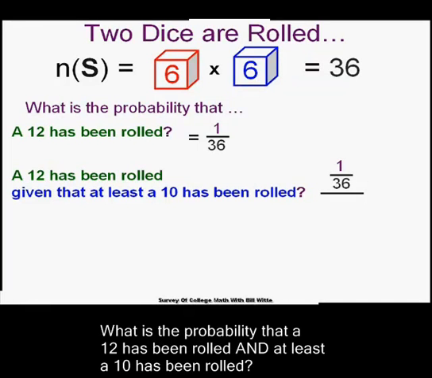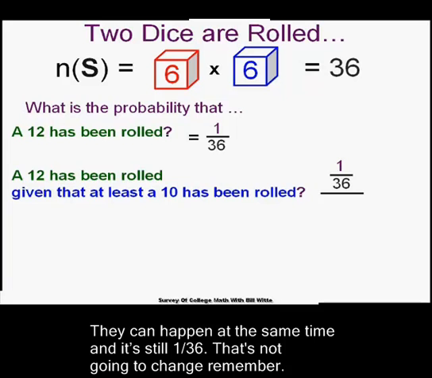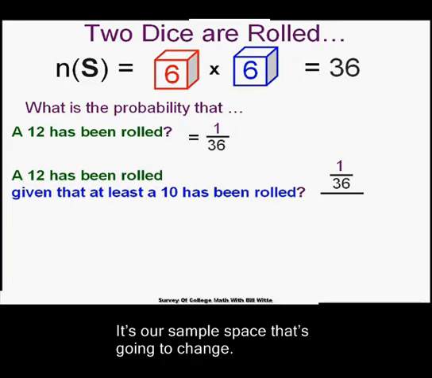What is the probability that a 12 has been rolled and at least a 10 has been rolled? Well, that's that both of them happened at the same time. It's still 1 out of 36. That's not going to change, remember. It's our sample space that's going to change.